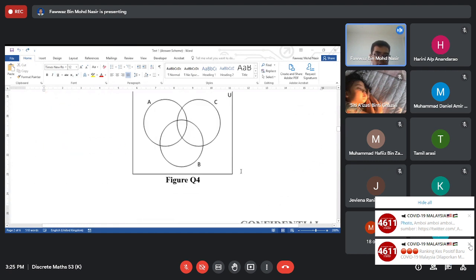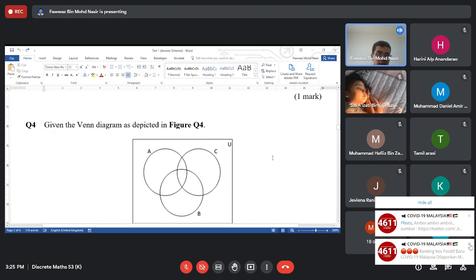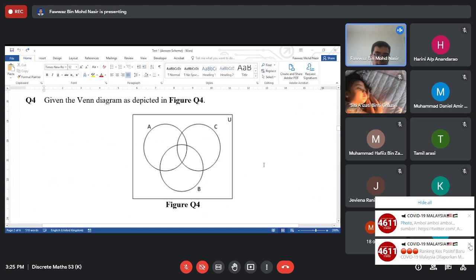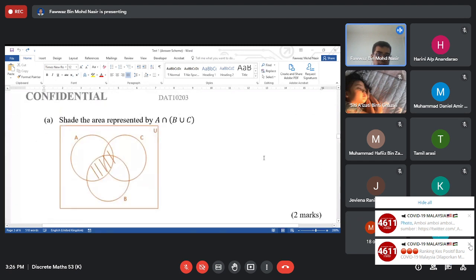And we look at question 4. Okay, dia kata given the Venn diagram as depicted in figure question 4. So dia bagi this Venn diagram. Dia kata shade the area represented by A intersect B union C. So since ada bracket, so we solve this part first, B union C. So B union C is this part. B union C is all this. Okay, circle C ni and circle B. So you get all these for B union C.